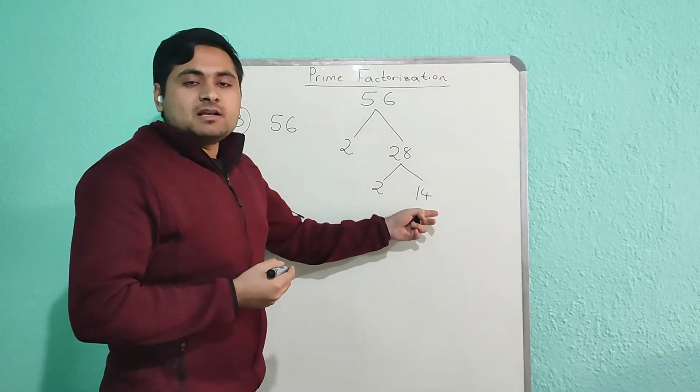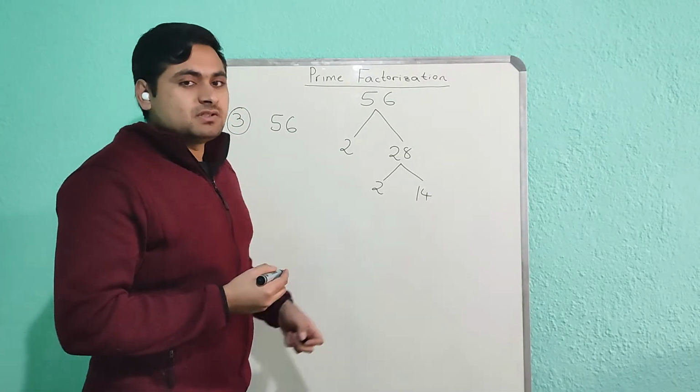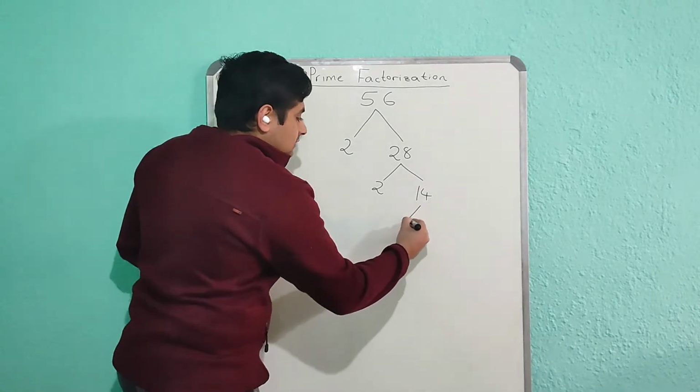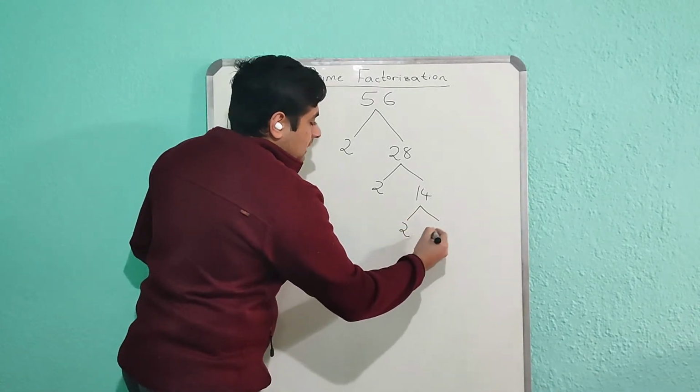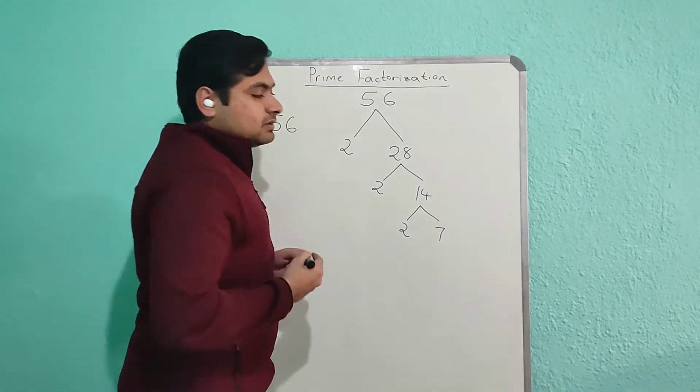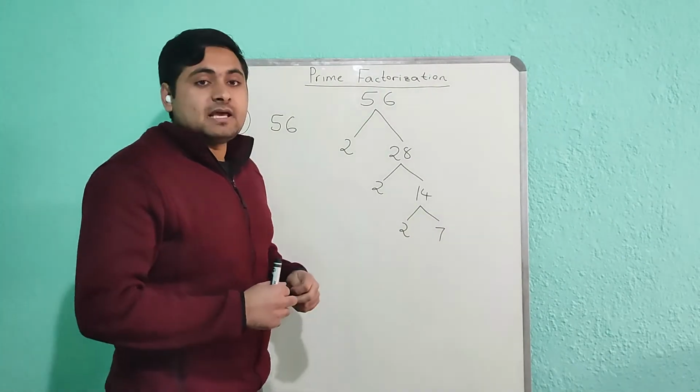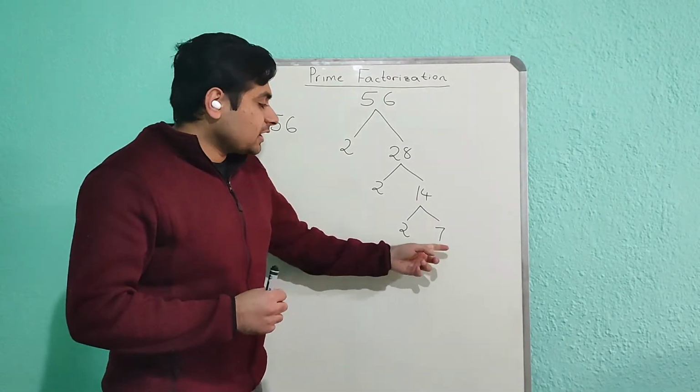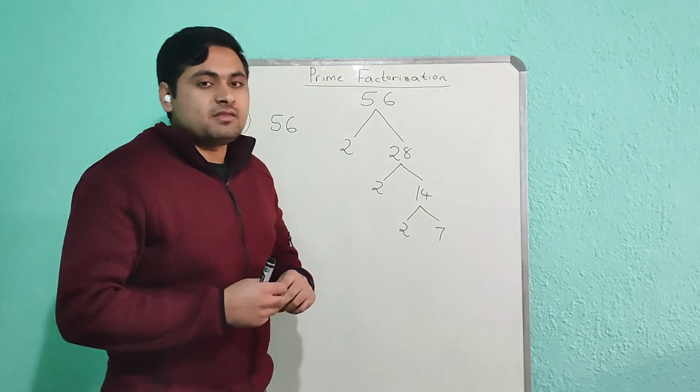Now you got your number as 14. The last digit is 4. What is that divisible by? 2, correct? So therefore we divide that by 2 and we get 7. We got 7 as our end digit, but we cannot divide 7 by 2, right?